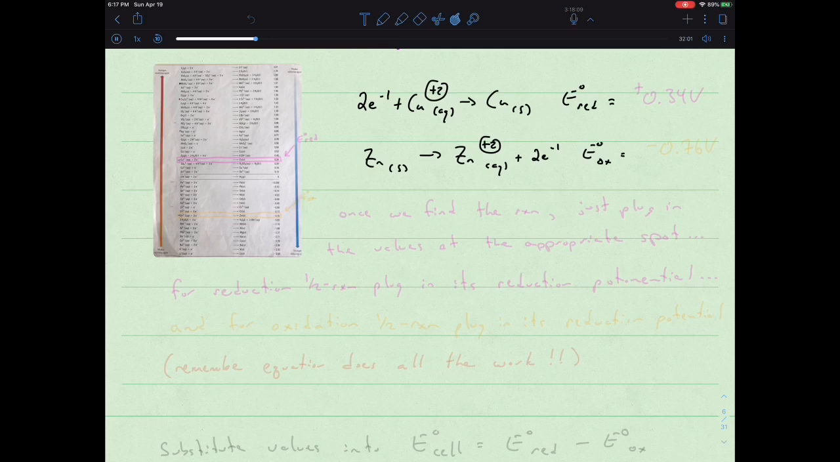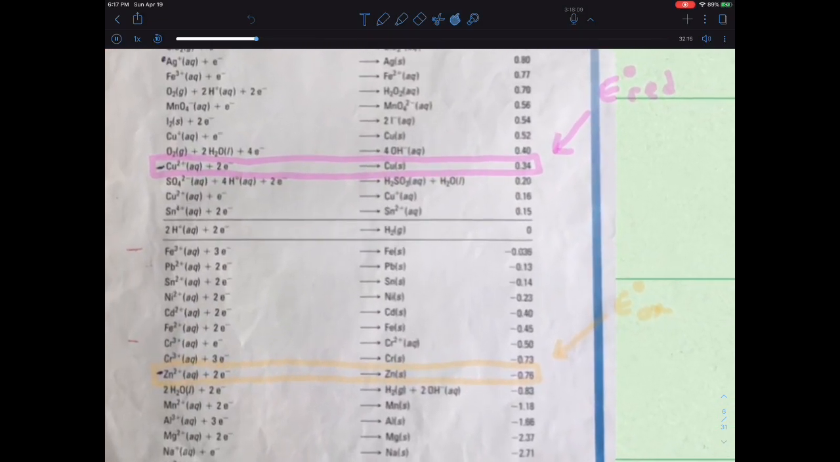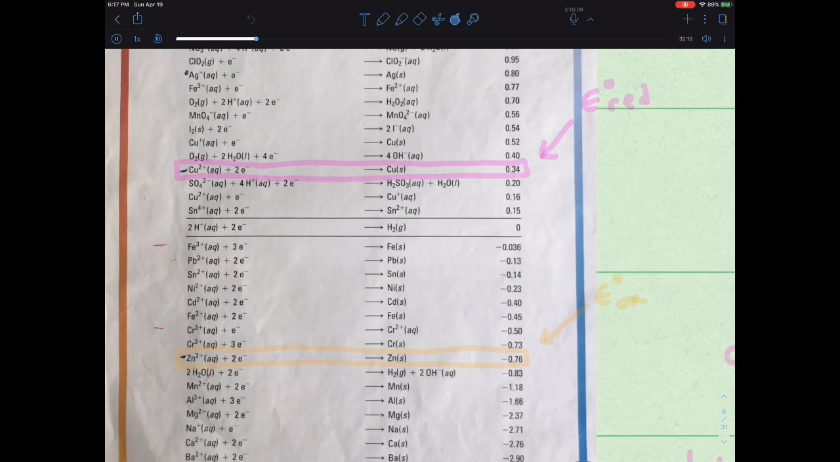Now, when we look those up, we find that we can see both of them here. So we have our copper, going from copper plus 2 to copper 0. And notice that we have a potential there of 0.34 volts.